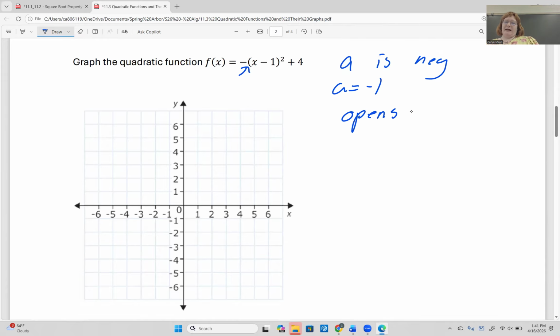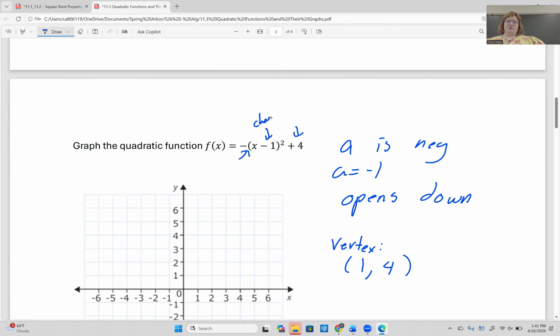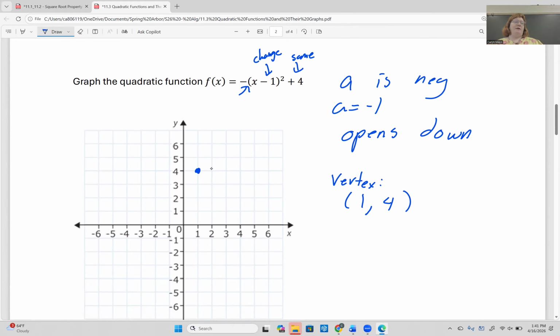So it opens down. It has that crown shape. And opens up is a cup shape. So opens down, crown. What is the vertex? One and four. So the thing that trips up the most is the sign changes for the x, the sign stays the same for the y. So change, same. So 1, 4, going to the point (1, 4). I put my dot, and then it opens downward like a frown.